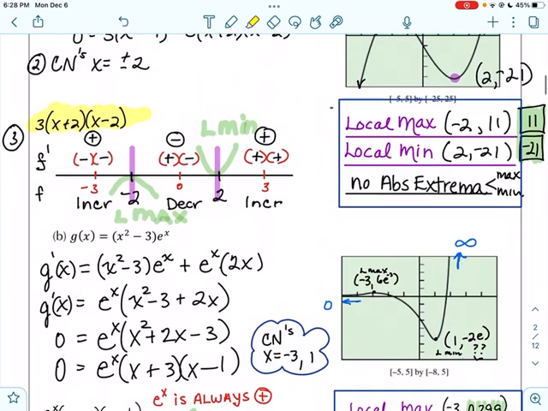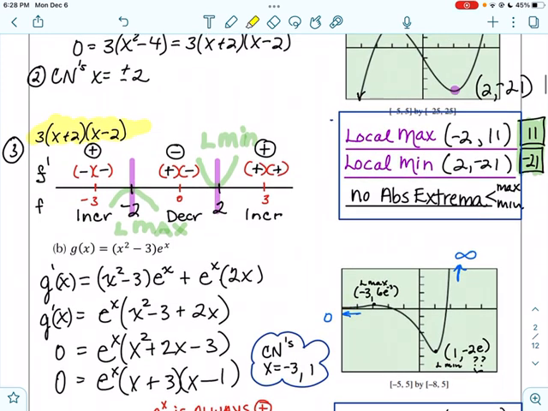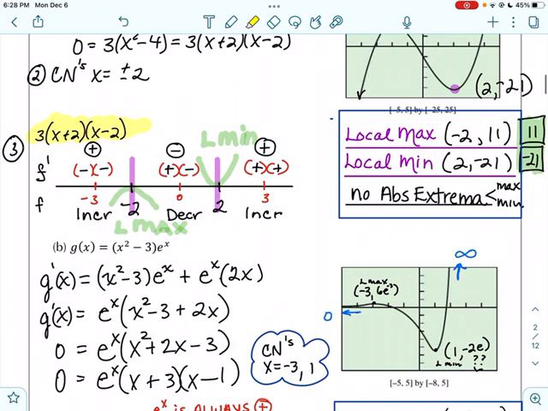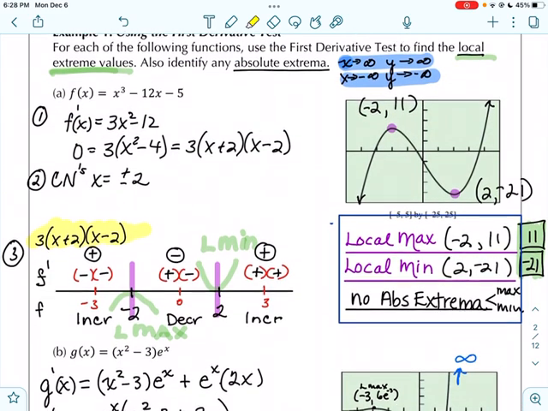You can pick any number on the interval, but generally for ease of arithmetic, we pick numbers that are easier to compute. So once we do that, we can see that the function is increasing, then it goes to decreasing, then it goes to increasing. And so we can see that we have a local max at -2 and a local min at 2, which matches up again with the graph that you see.